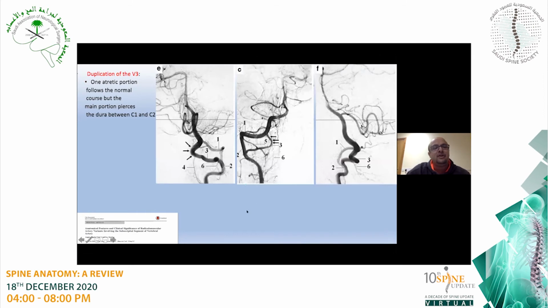Another variation of V3 segment is duplication of the V3 segment. It means, as we can see here, the V3 has two segments. One of them takes a normal course, and the other one takes an apparent course under the C1 arch. In this image, number one is the normal. Number three is the abnormal or apparent duplication. Although it's apparent, it is the dominant. So this one comes again under the C1 arch, posterior to the lateral mass, and it can be easily injured.